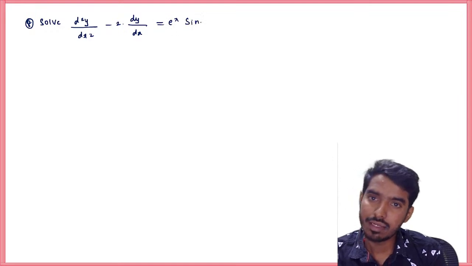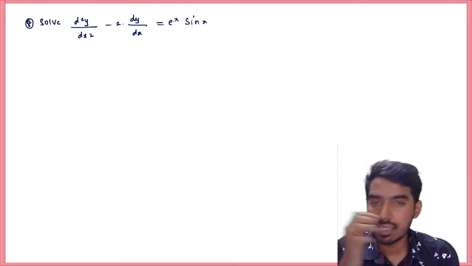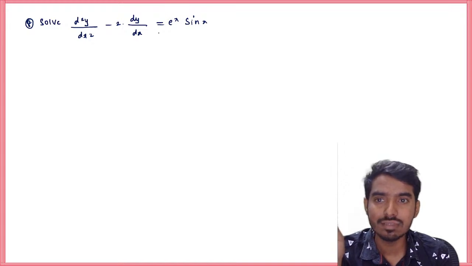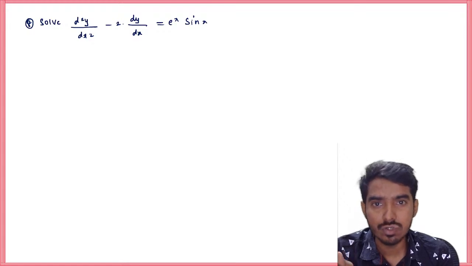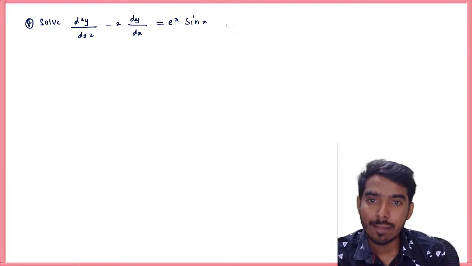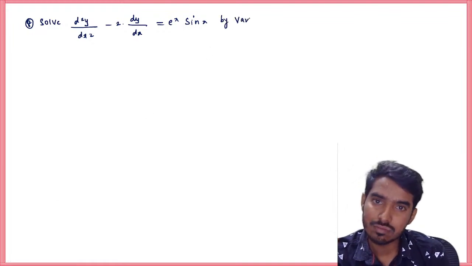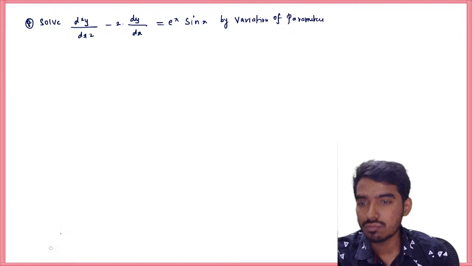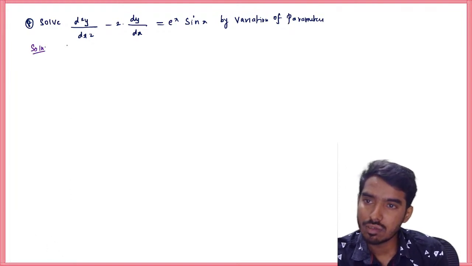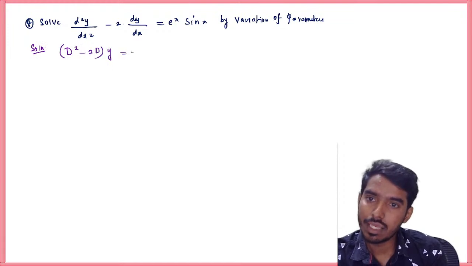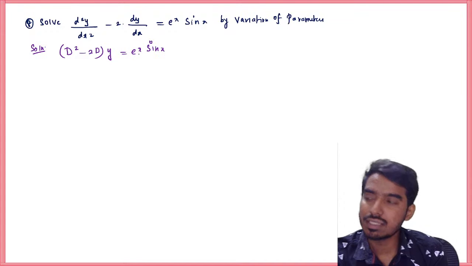See, you can solve this by previous problems. That is, this comes under a second order linear differential equation with constant coefficients and type 4. Right? You can also solve by that method, but I'm going to solve by variation of parameters. You can solve the same problem by type 4. This question is same as d square minus 2d of y is equal to e power x sin x. You can solve by type 4.